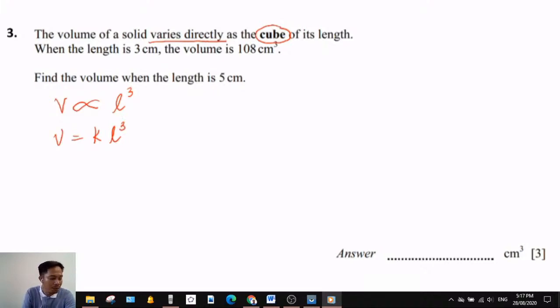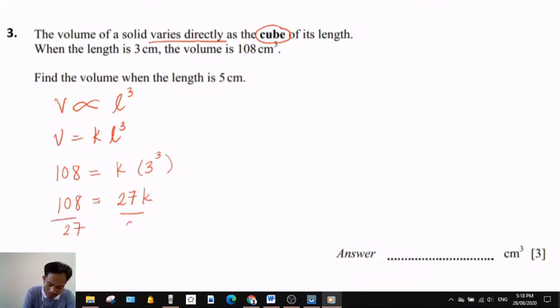Cube is different from cube root, so you will just cube. When the length is 3 centimeter, the volume is 108 centimeter cube. So 108 is equivalent to K, which we want to find out, times L, which is 3, then you cube it. Now you will come up with 108 is equal to 27k. I want to divide both sides by 27 to find the value of k.